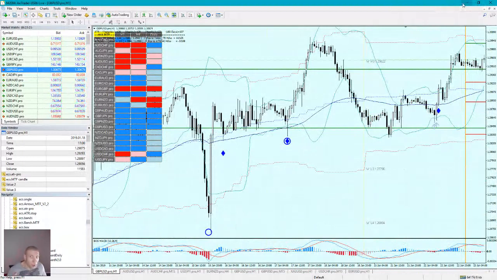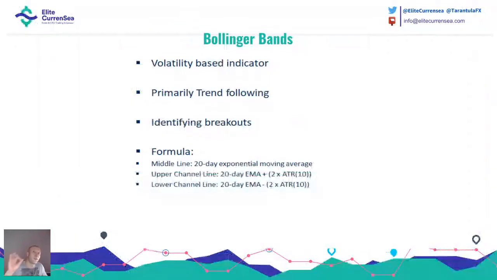Bollinger Bands are a volatility-based indicator. Primary trend following, if you use it as I do, outside, inside. We identify breakouts after the flat market. Bang, we go for 50% of the ADR at least. If the market is already in a trend, we cut our targets.